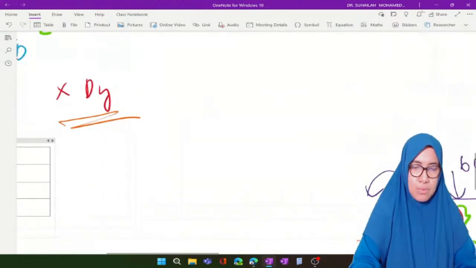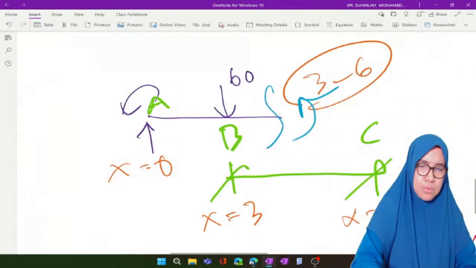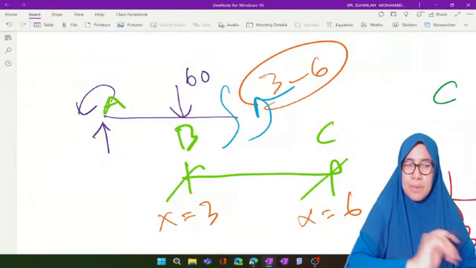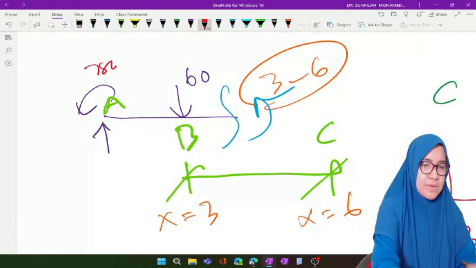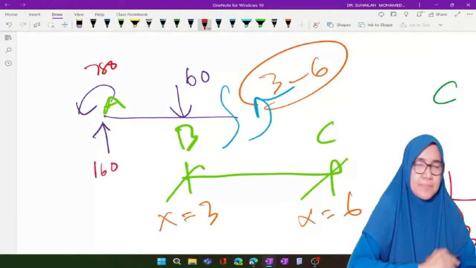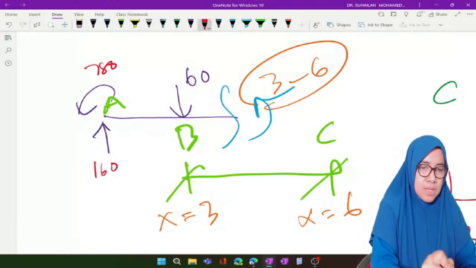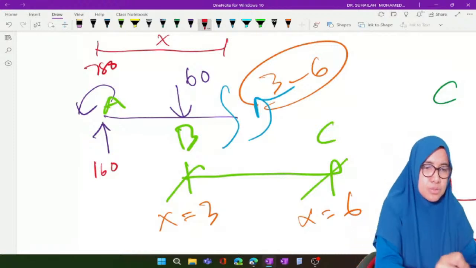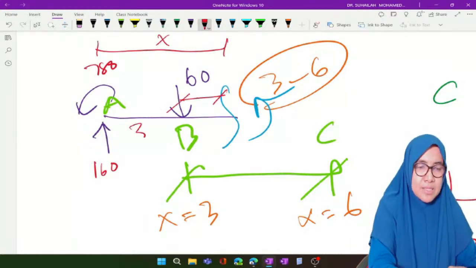what we have is, now go back to this diagram. This one is 780 and 160. And X is this distance. This is X. So this one is X minus 3.